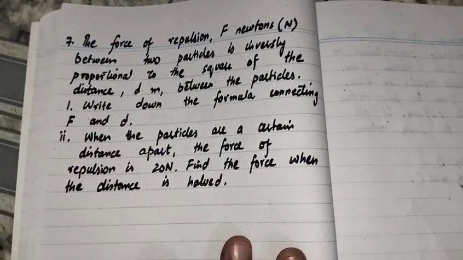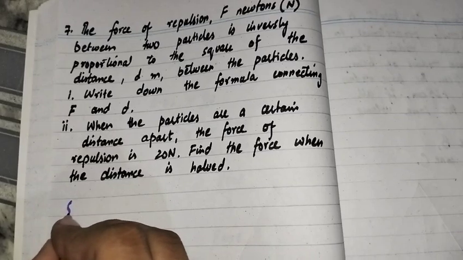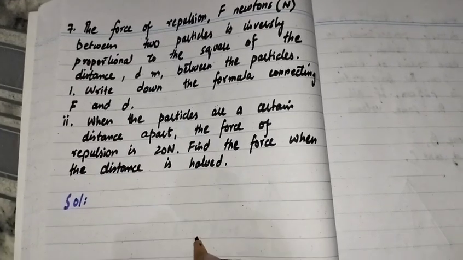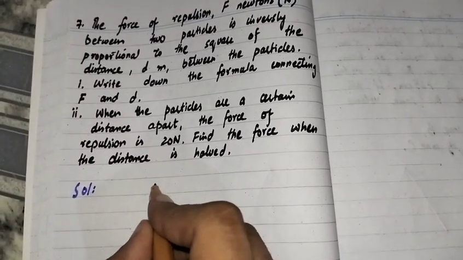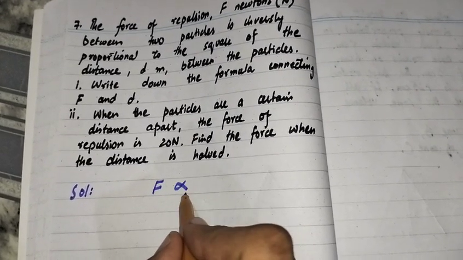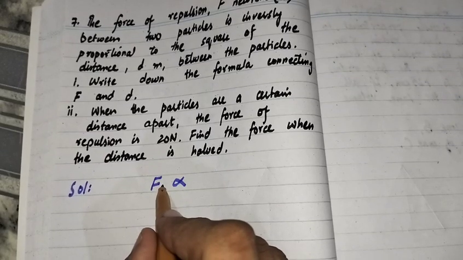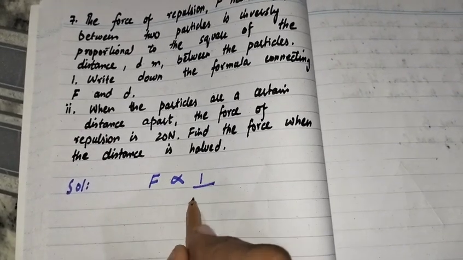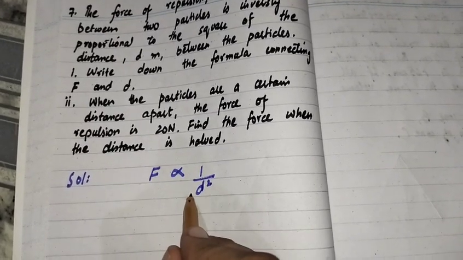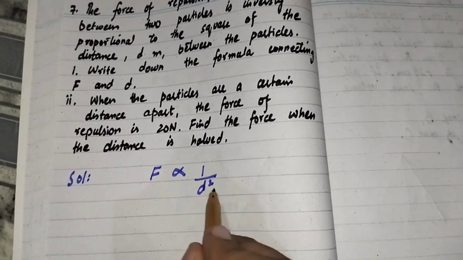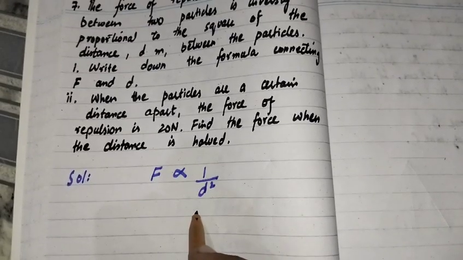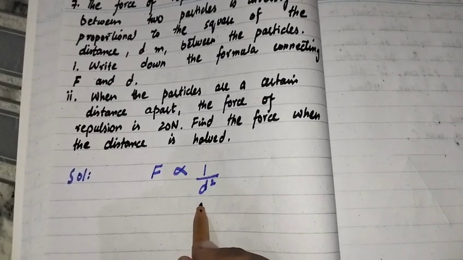So the force of repulsion between the two particles is inversely proportional to the square of the distance, and the distance is given by d. According to the given information, the force is inversely proportional to the square of the distance. As the proportionality is inverse, the distance will be in the denominator, 1 upon d square. F is proportional to 1 upon d square.